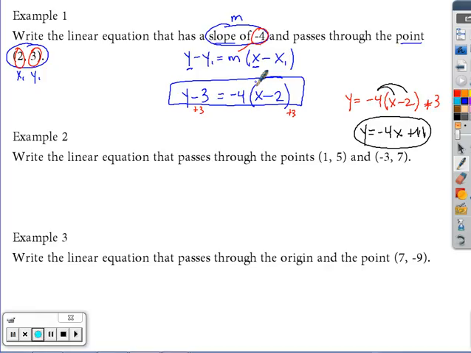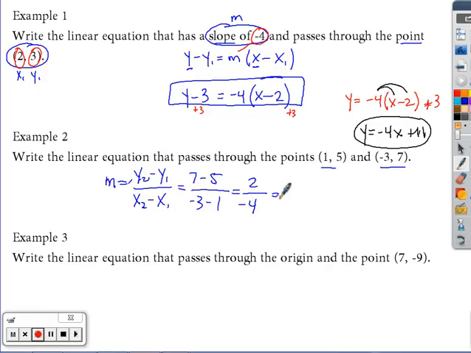Take a look at another example. Write the linear equation that passes through the points (1, 5) and (-3, 7). So now we don't even know a slope. But remember, we know how to find the slope. So we remember that m equals y2 minus y1 over x2 minus x1. So we take our coordinates there and we plug them in. Some of us are getting this mixed up. Remember, the y's go on top. So 7 minus 5 is on top. And then -3 minus 1 is on the bottom. So 7 minus 5 is 2. -3 minus 1 is -4. That reduces to -1/2. There's your m value.